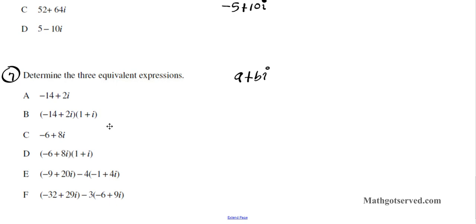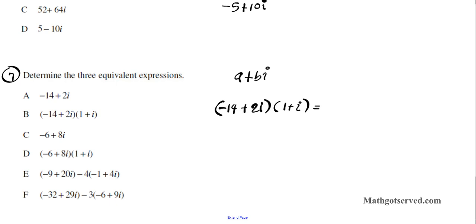Okay? So let's take a look at option letter B. All right, so A is already in this form, so let's leave A alone. If you look at B, we're multiplying here, so we have negative 14 plus 2i multiplied by 1 plus i.